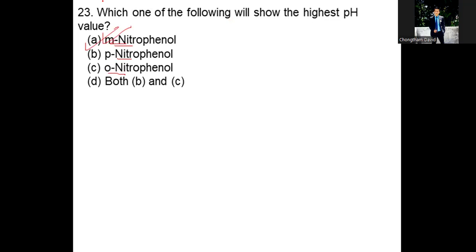So in case of meta-nitrophenol, the operational effect of this nitro group is electron withdrawing, or you can say inductive effect. While in the case of B and C, both minus R and minus I effects are operational. So the correct answer is the meta. This will show the highest pH value. Remember pH is defined as the negative log of hydrogen ion concentration, given by Sorensen.